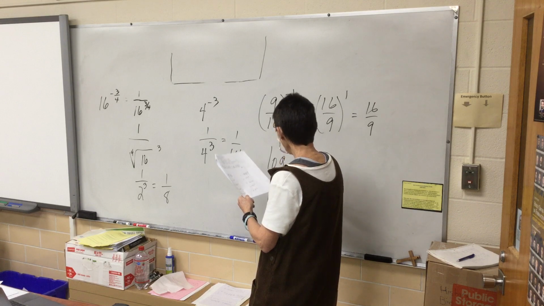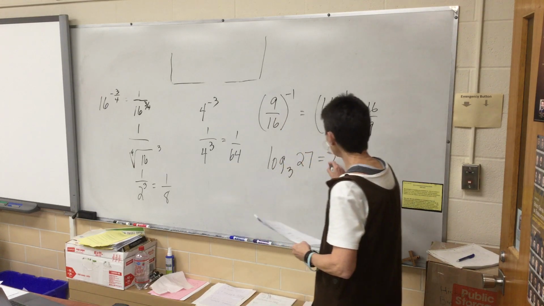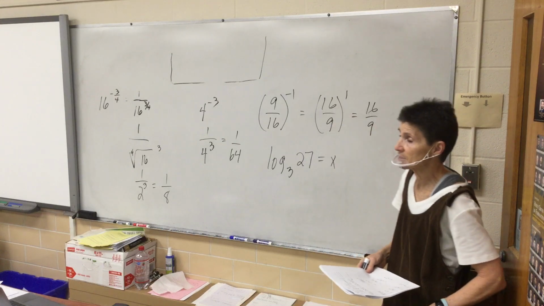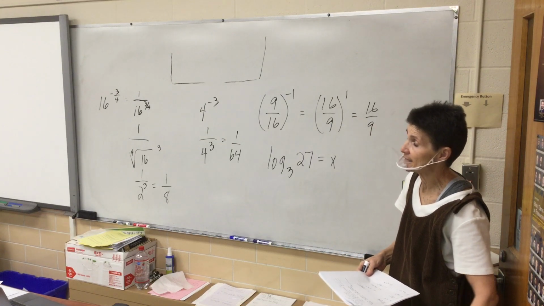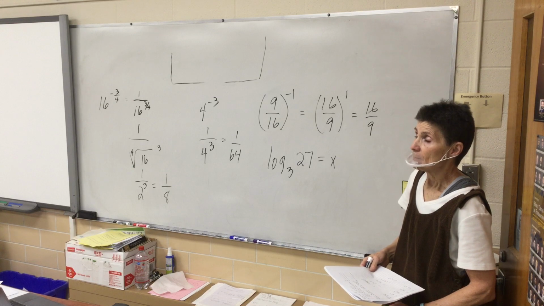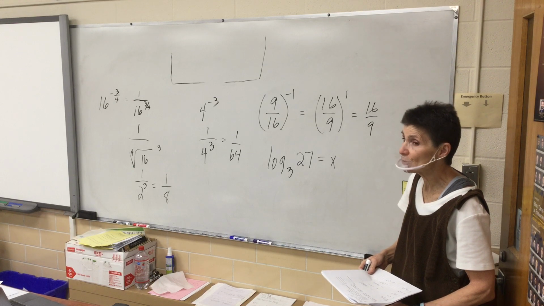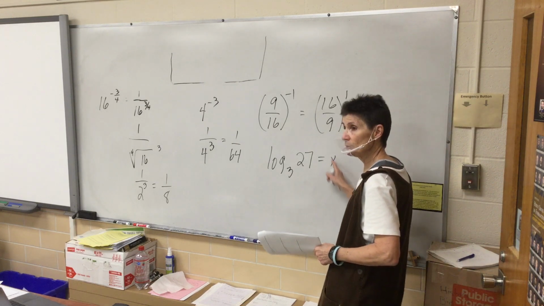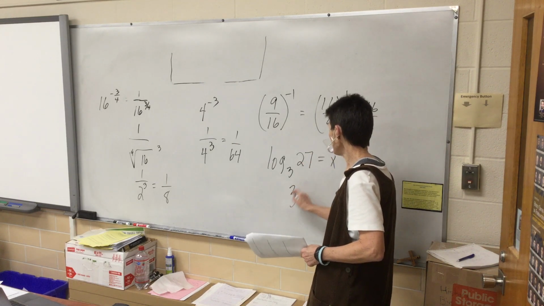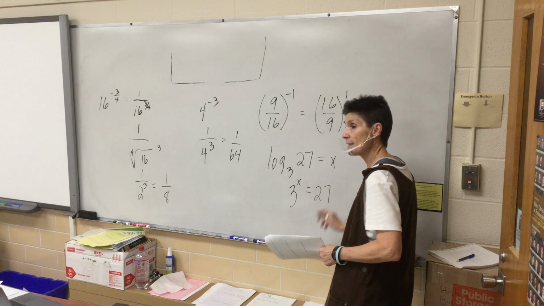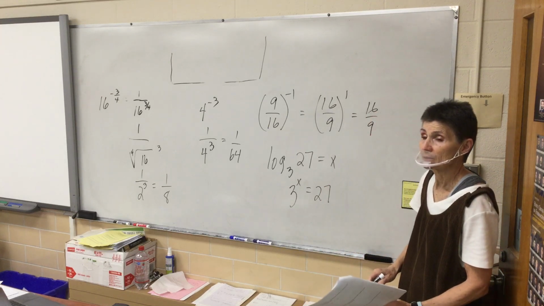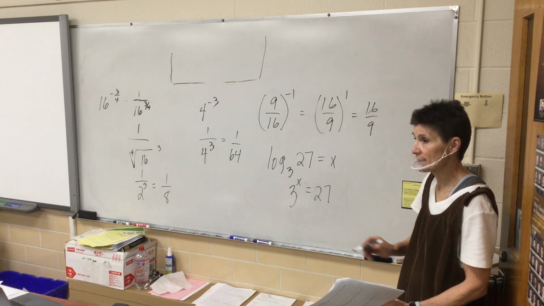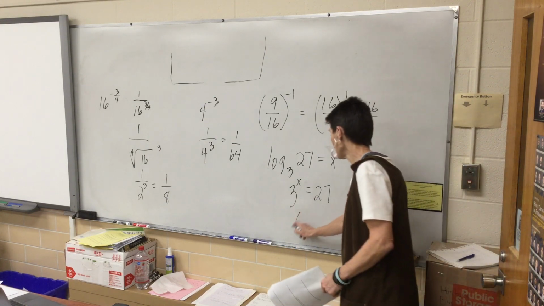E, log base 3 of 27. Now we want to know what that equals. So if it doesn't have an equals x on it, if it helps you, go ahead and stick an equals x on it. Because as soon as you do that, do you see a loop-de-loop? Yeah. So 3 to a power is 27. What power is 3 to get 27? 3. 3 to the third.